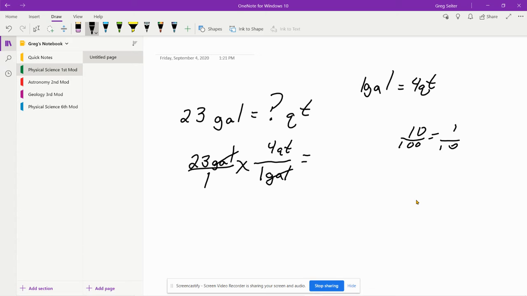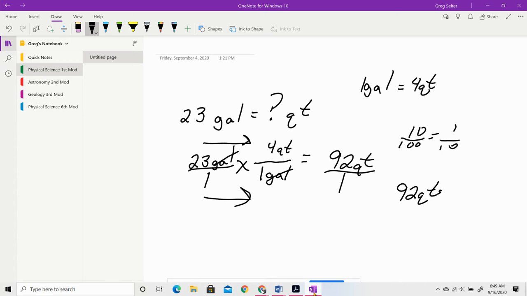So we're going to take a calculator. We'll type in 23 times 4. Remember, always multiply straight across. Don't ever cross multiply. That is 92. So 23 gallons equals 92 quarts. That would be 92 over 1. Then we would divide that out, and we'd end up with 92 quarts. Okay? That's the way we're going to do these problems.